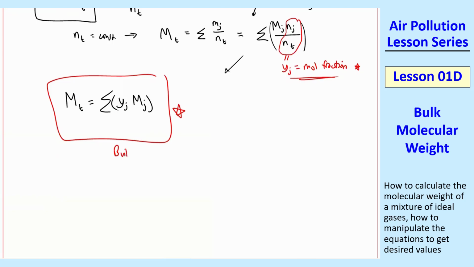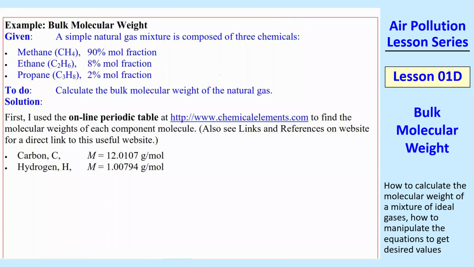So we'll call it the bulk molecular weight of a gas mixture. So let me do an example. I picked simple natural gas. Again, this is similar to a previous problem that we did. Three chemicals: methane, primarily at 90% mole fraction, ethane, and propane, and calculate the bulk molecular weight.